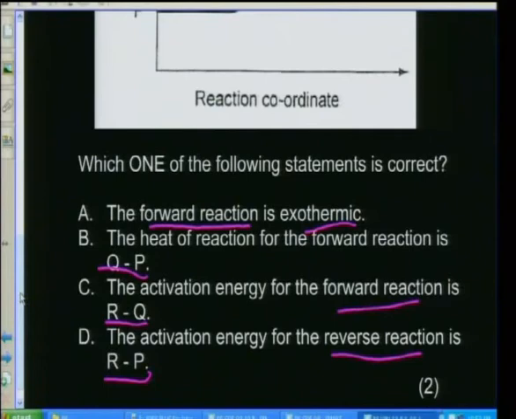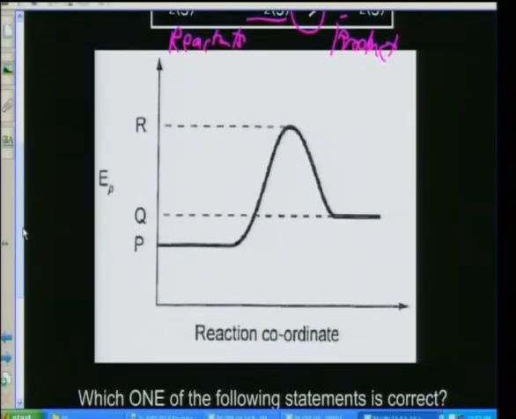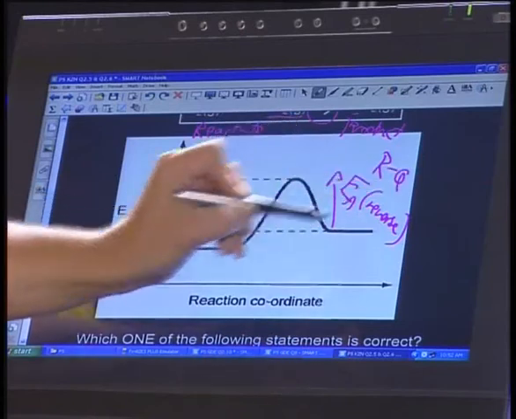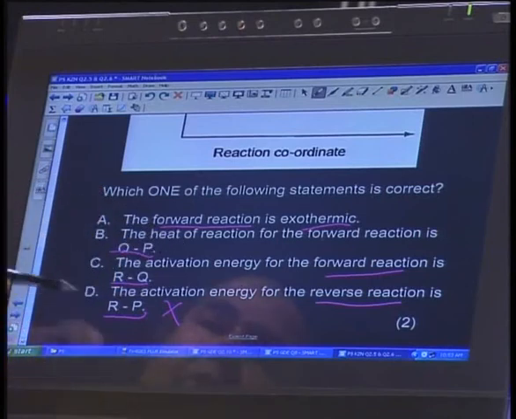Let's start with D, the activation energy for the reverse reaction. Now, the activation energy for the reverse reaction would be that. That's the activation energy for the reverse. So if we're wanting to work out the energy, we'd recognize that it's R, that energy difference, minus Q. So if we go back here, it's not R minus P, so that one's wrong.